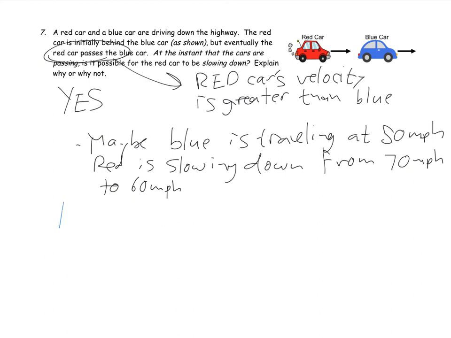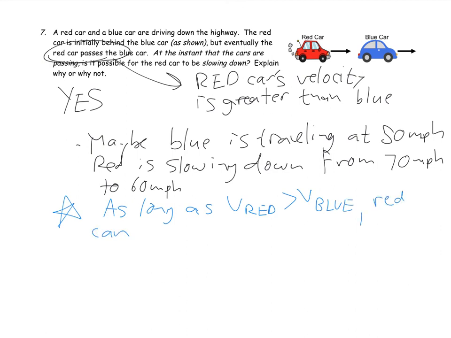And that really is the key. If we want to sum this up, there's lots of examples you could give, and that's a nice explanation, you could explain it more on a fundamental level. But the key idea here is that as long as the velocity of the red is greater than the velocity of the blue, red can pass blue. That's what needs to happen.